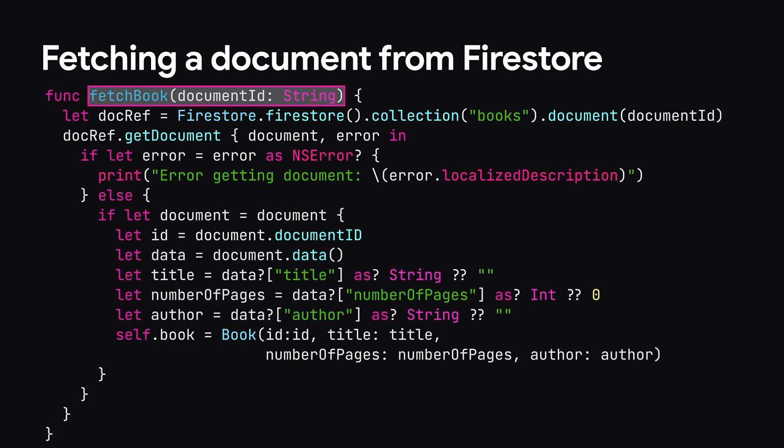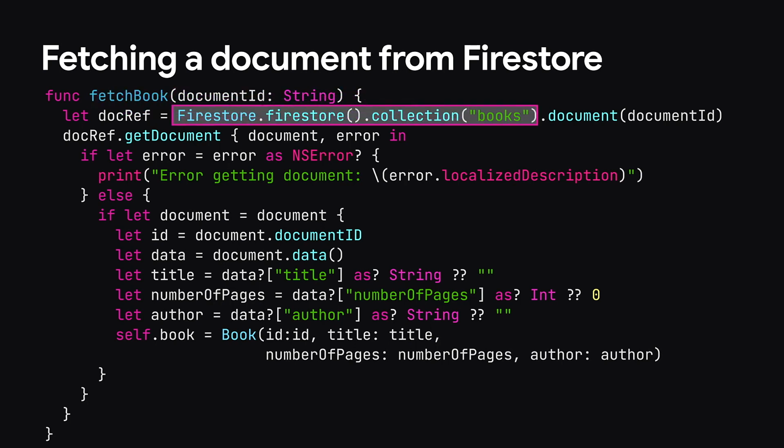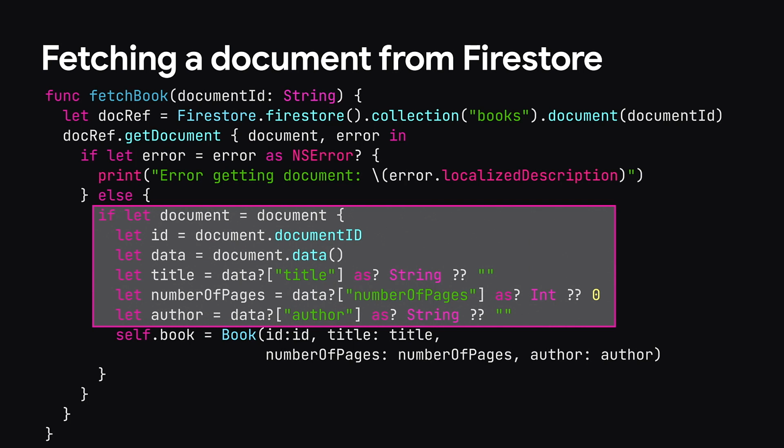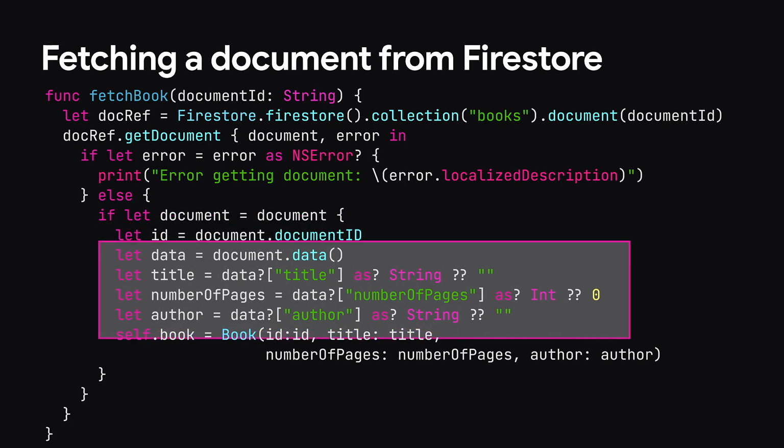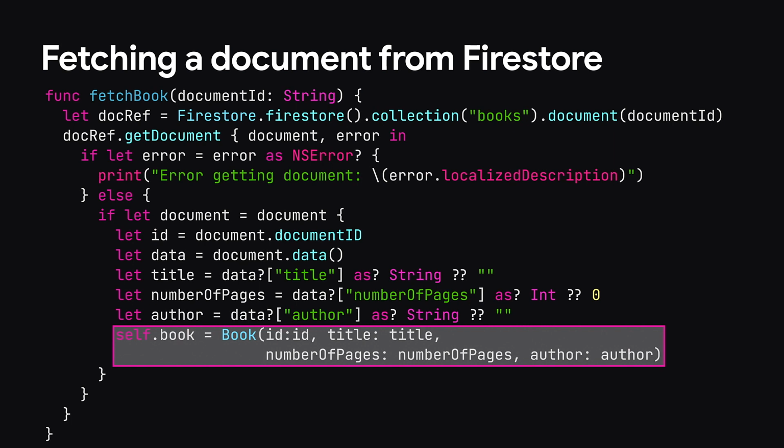And here is how you fetch data from Firestore. We want to fetch a specific book using its document ID. The first step is to get a reference to the collection that contains the document. In this case, it's the books collection. Here we specify the document ID, and then we use the reference to actually fetch the document. Once we've got the document, we can read the individual fields of the document and then create an instance of the book struct.